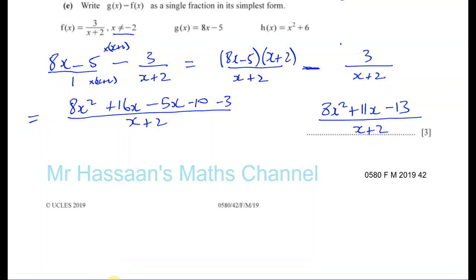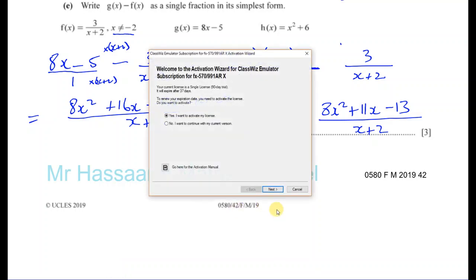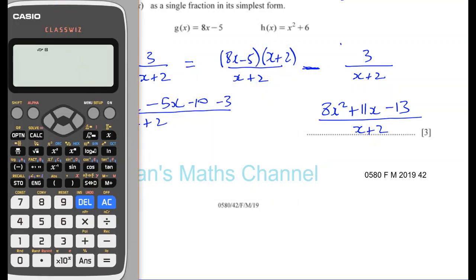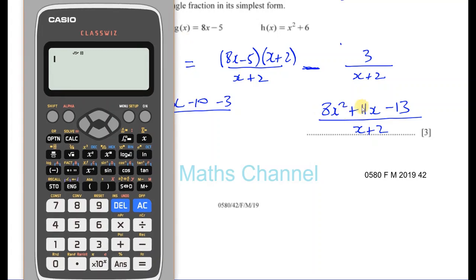Now, if you're not sure whether it factorizes or not, if you have some doubts, what you can do very quickly is just try to find the solutions to the equation 8x squared plus 11x minus 13 equals 0. If the answers come out as exact values, fractions or whole numbers, then that means it can factorize. If it comes out in surd form with square roots, then it means it can't be factorized.